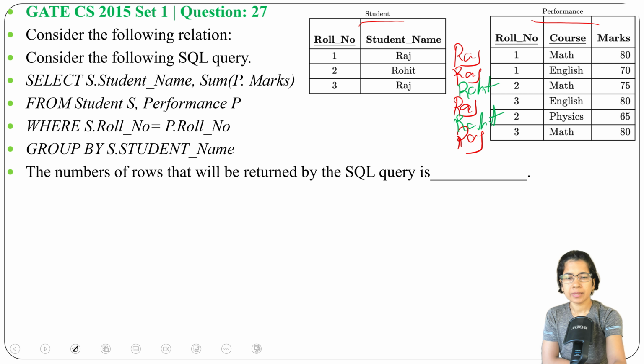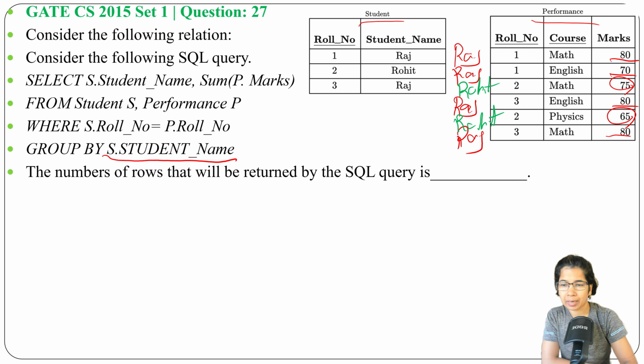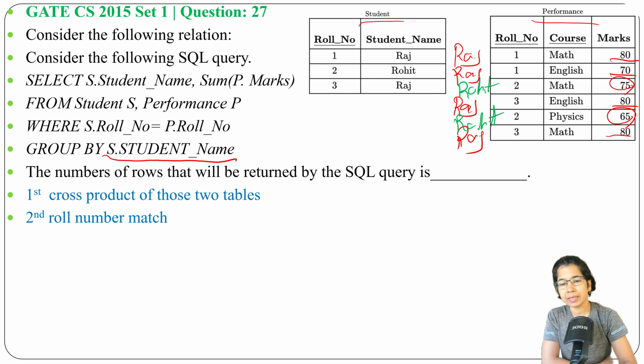Here roll number matches 1, 2 and 3. For each roll number there are two courses, math and English, and marks are there. We need to add those. But in the output it's group by student name. For Raj we'll add 80 plus 70 plus 80 plus 80. And for Rohit we'll add 75 plus 65. So there will be just two rows in the output as it's written group by student name.